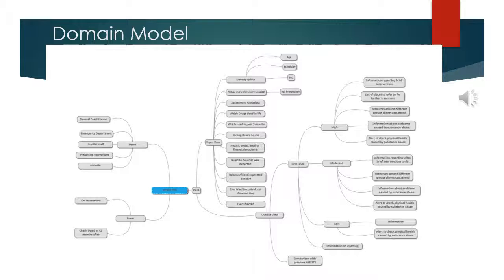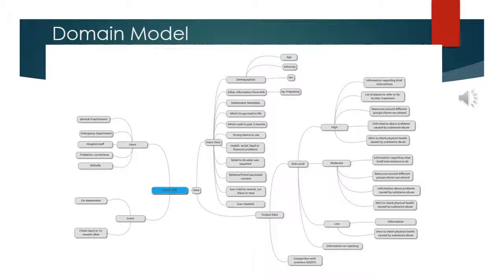This is my domain model. I've split this into users, events, and data. Let's look at the users first. So the target user group for this DSS is really broad. The ASSIST was developed with non-alcohol and other drug, or AOD, trained users in mind. Therefore, this DSS will be used by GPs, emergency department, other hospital services, probation and corrections officers, as well as other disciplines like midwives and social workers and others.